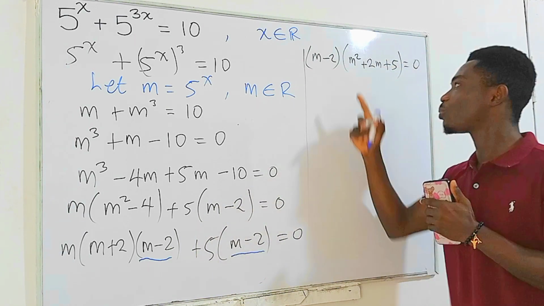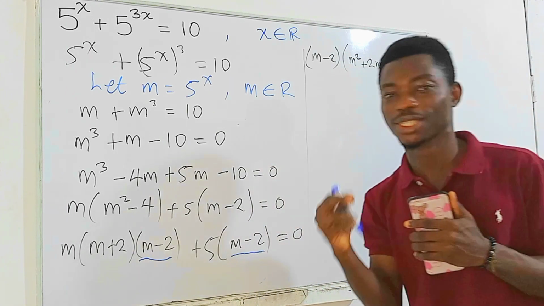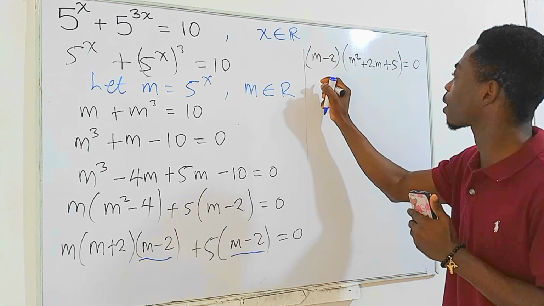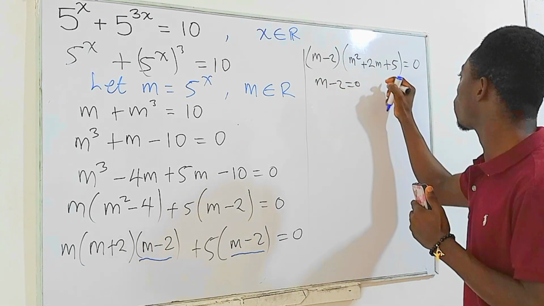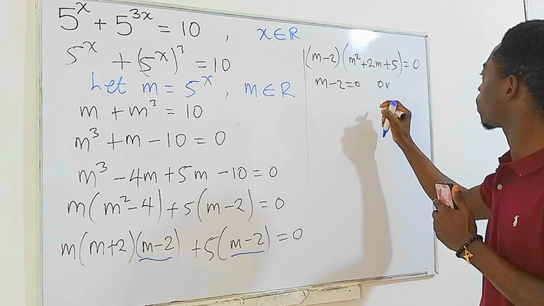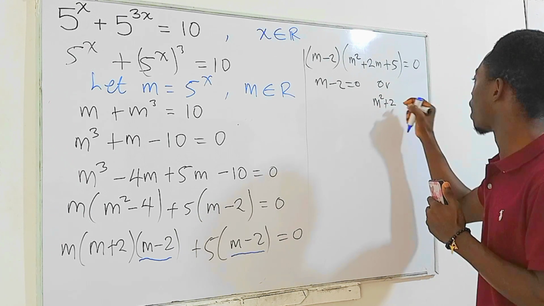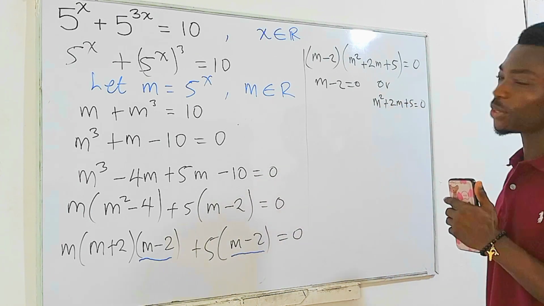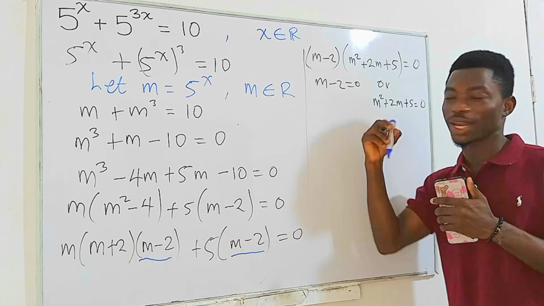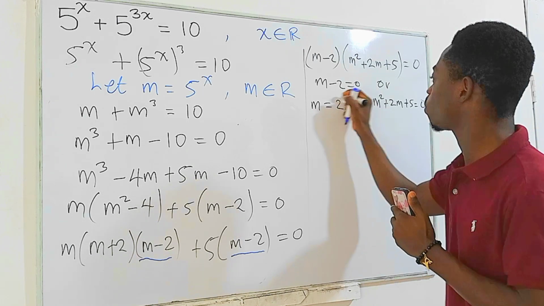And this time, we have product of two factors is equal to 0. Actually, we can write two equations. The first one is going to be the first factor is equal to 0. That is m minus 2 is equal to 0. Or the second one is going to be m squared plus 2m plus 5 is equal to 0. And right from this equation, we can actually find m. That is easy one. m is equal to 2.